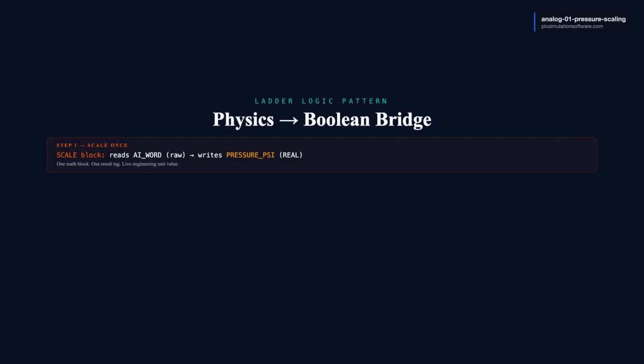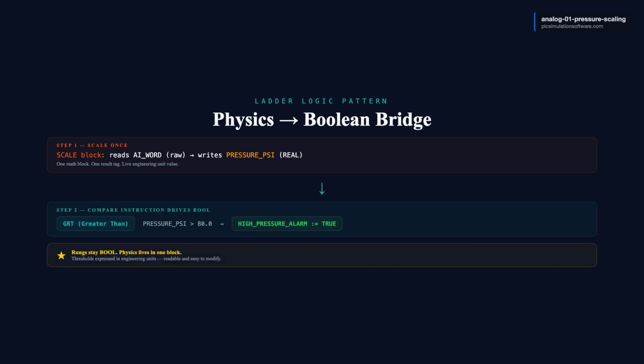How does the scaled value flow into ladder logic? The pattern is what I call the physics-to-boolean bridge. The analog scaling lives in a single math instruction or a dedicated scale function block. That block reads the raw count from the analog input address. It writes the result to a REAL tag, something like pressure_PSI. The ladder rungs never touch the raw count. They touch only the scaled tag.